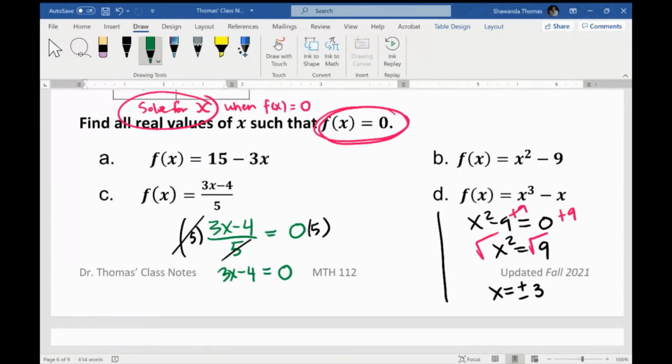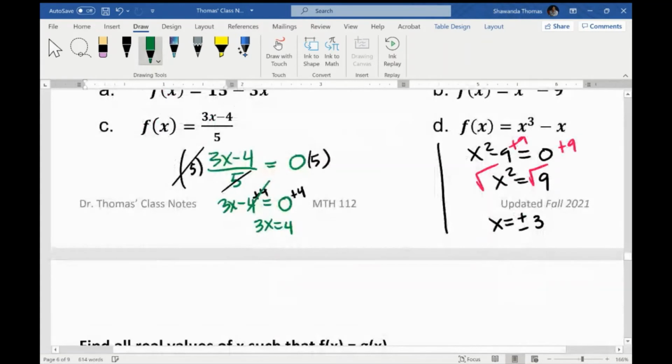And then we just solve for x by doing what? You add 4. Add 4, then that cancels. We get 3x equals 4. Then you divide by 3. The 3s cancel, which is the same thing as 1, so we just don't write it. X equals 4/3. Done.